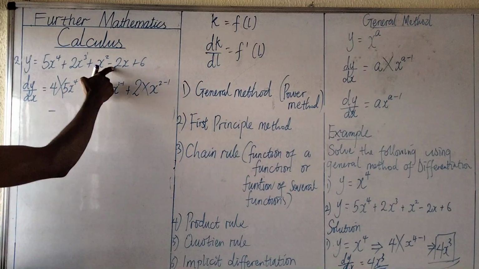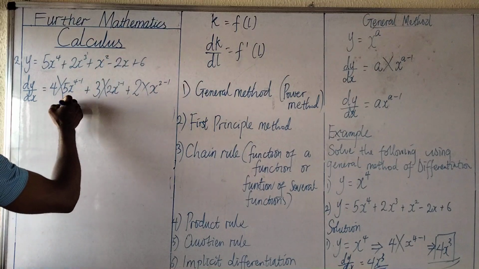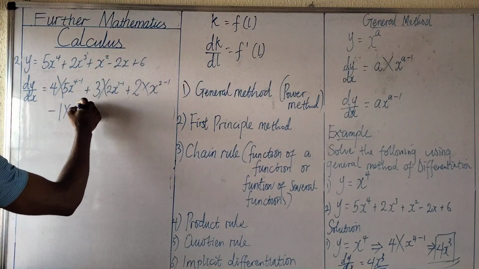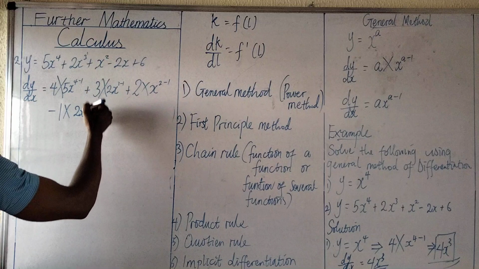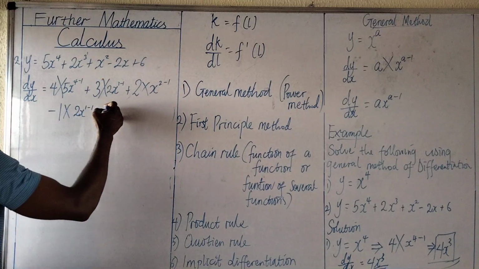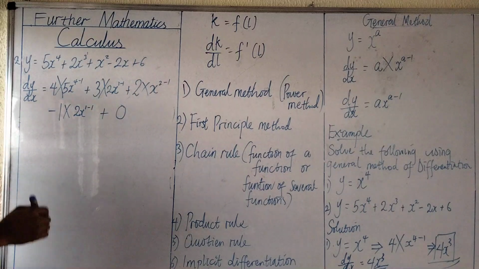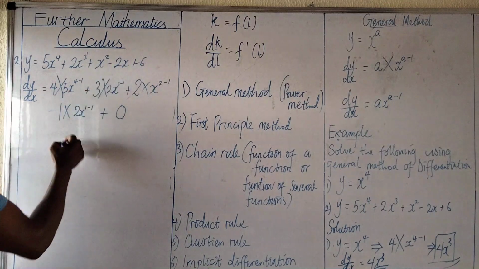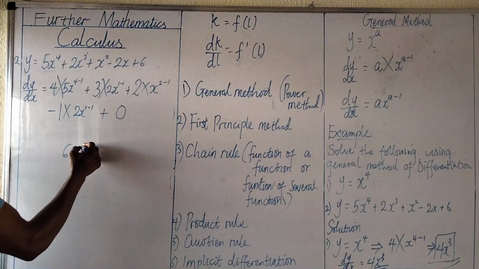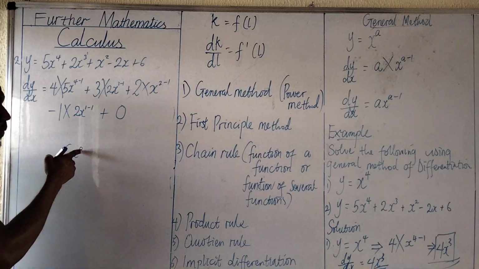Bring your minus sign. We have this. The power here is 1. So it will be 1 times the base 2x raised to the power 1 minus 1. And finally, we differentiate a constant, you have 0. Why is it so? Let's assume that this 6 is multiplying x raised to the power 0. And we know that any number raised to the power 0 is 1. So it will be 6 times 1, 6, because the power is 0.